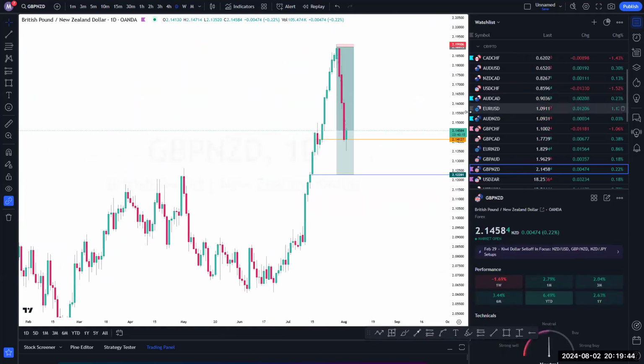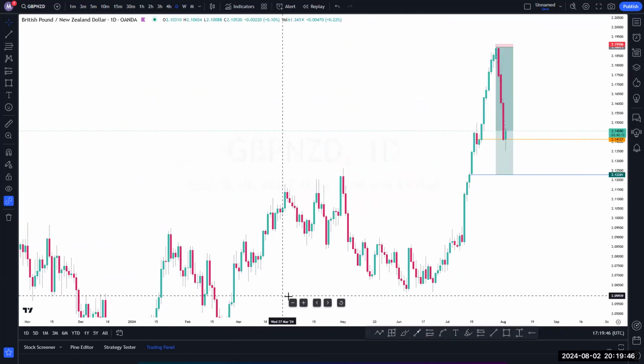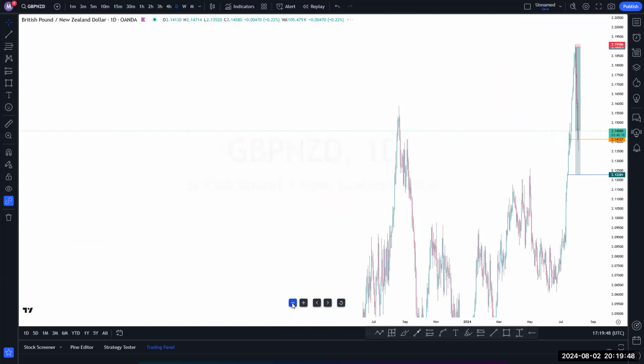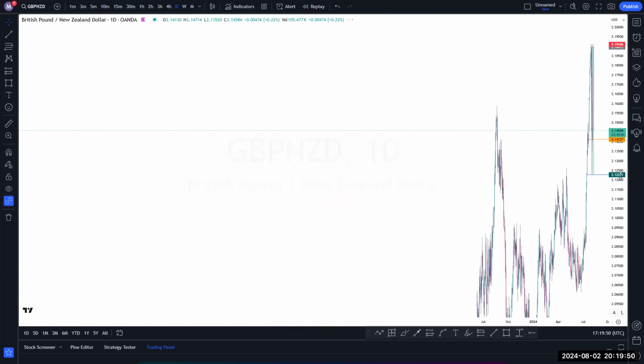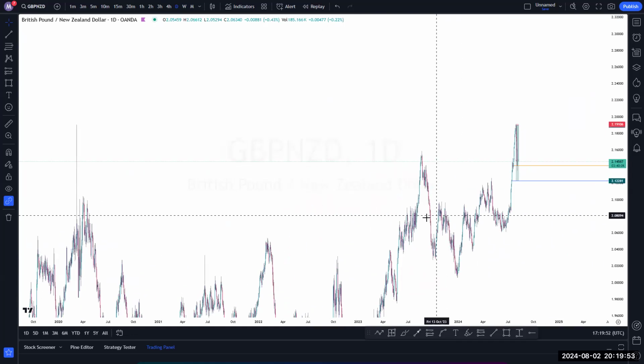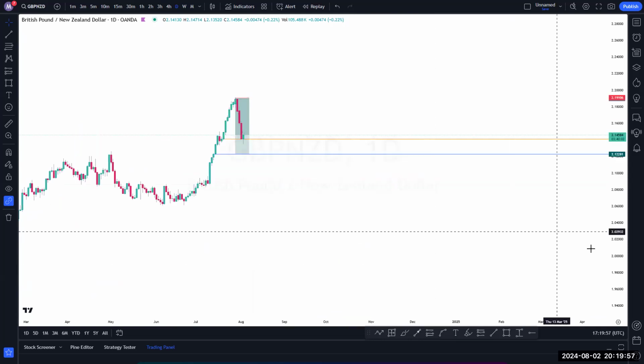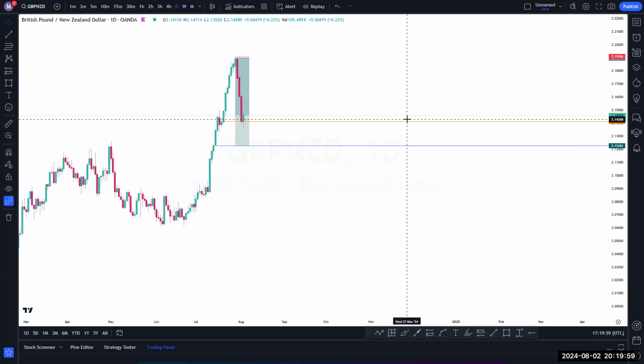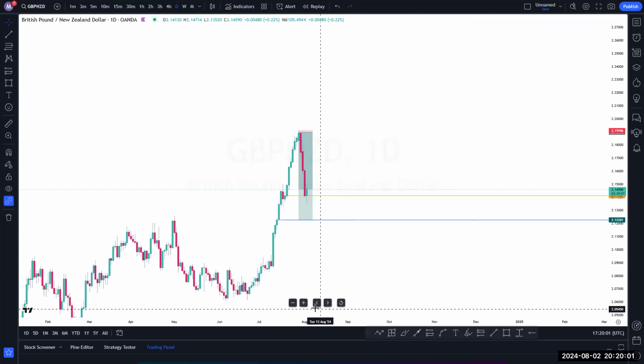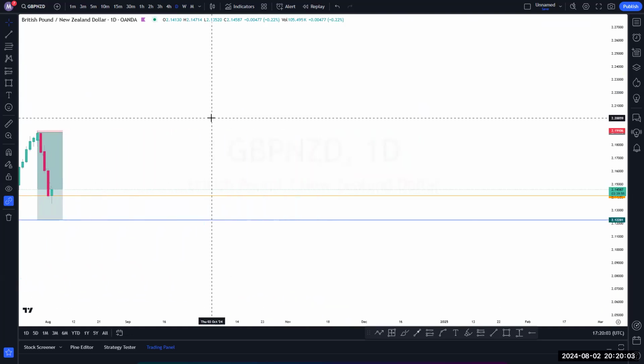So now, when you look here on GBP AUD, we didn't have any area of liquidity present. We didn't have any area of liquidity present. Meaning, which pair don't move these NZ pairs?